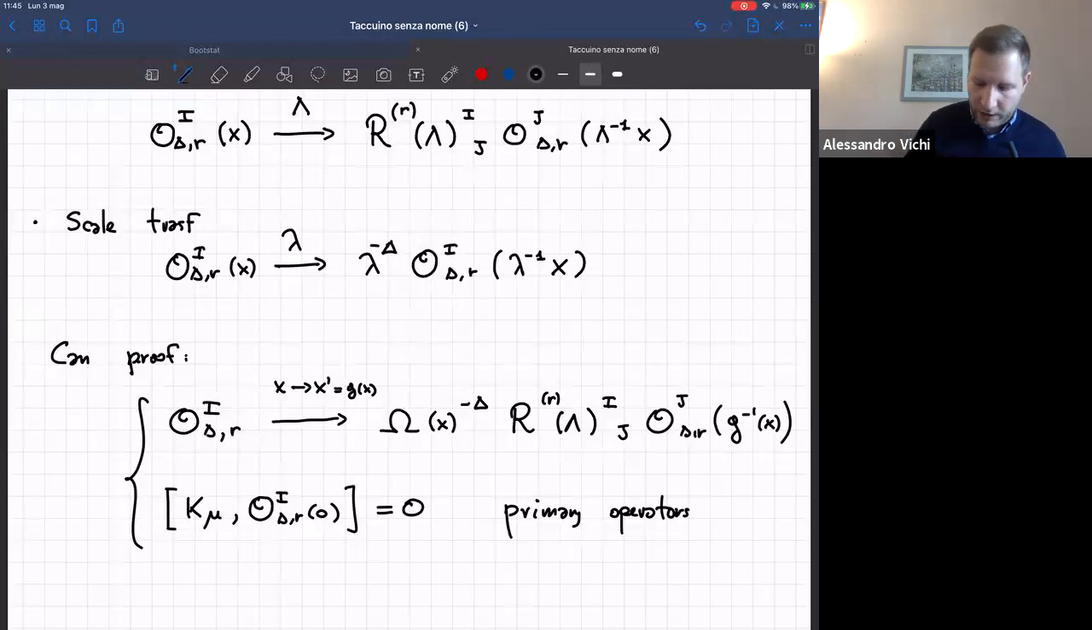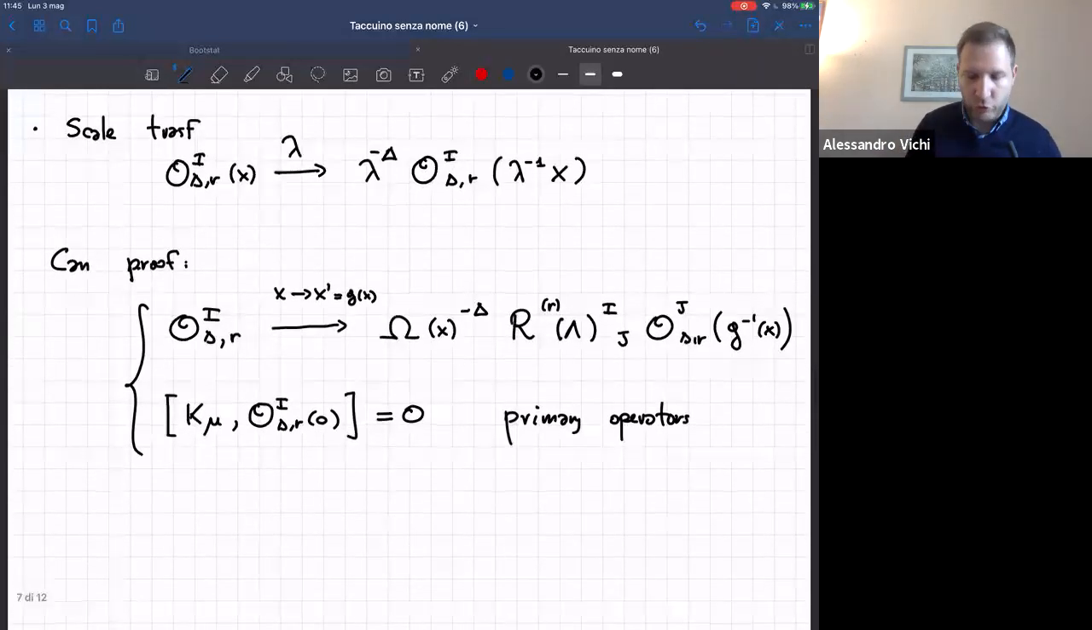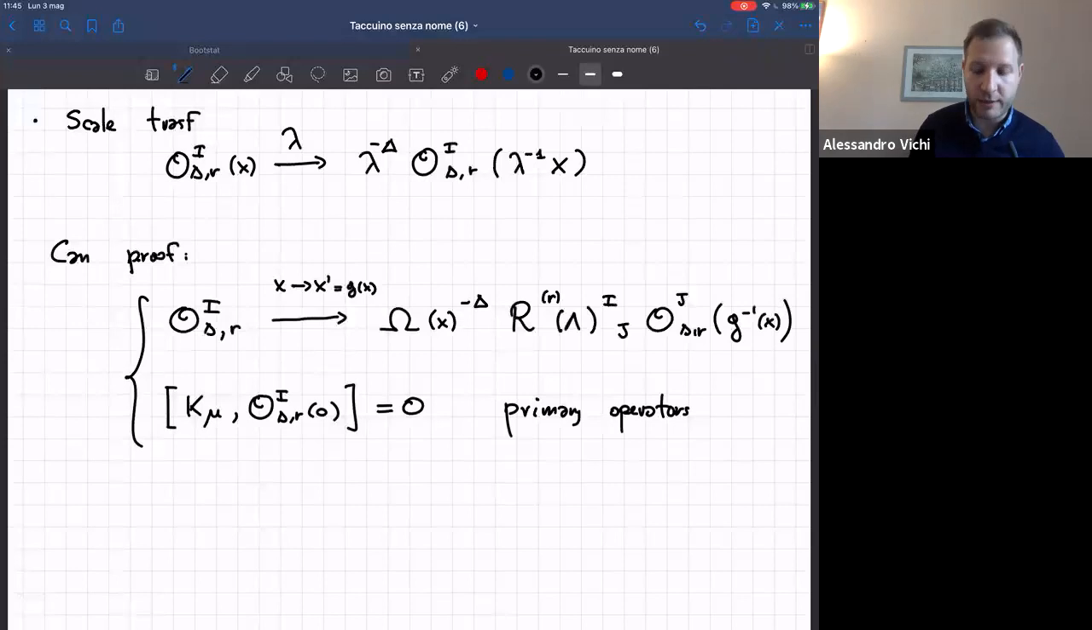So before going there, let's stick for a second to correlation functions of objects that transform in this way. And I repeat, these transformation laws are only for primary operators, not for descendants. But the transformation law for the descendants can be obtained from this by simply taking the commutator with the appropriate generator.